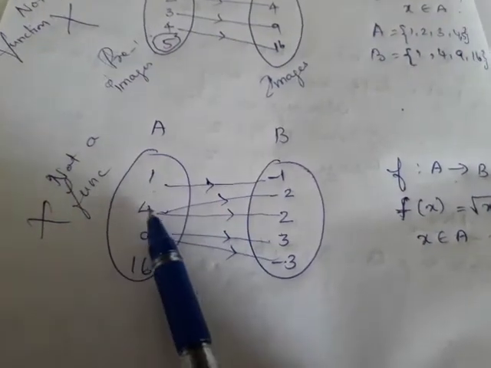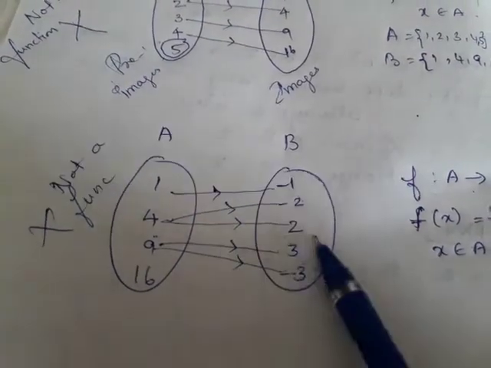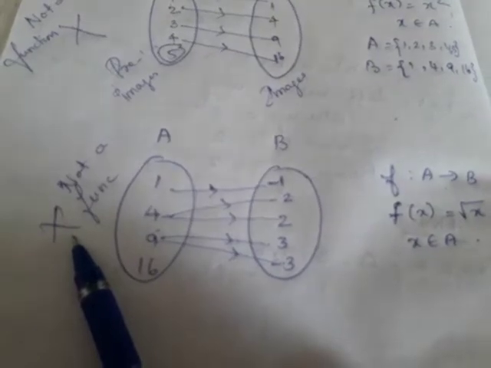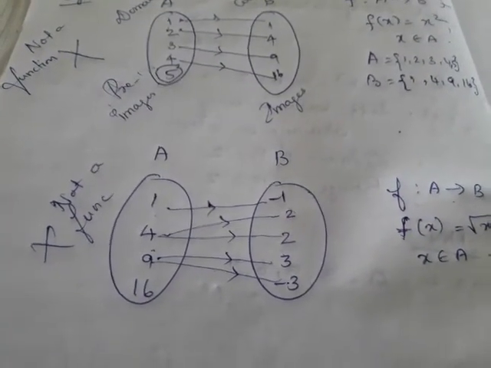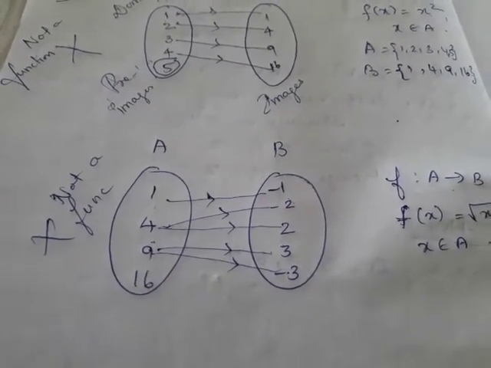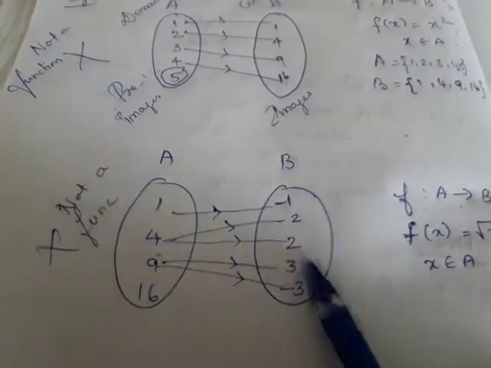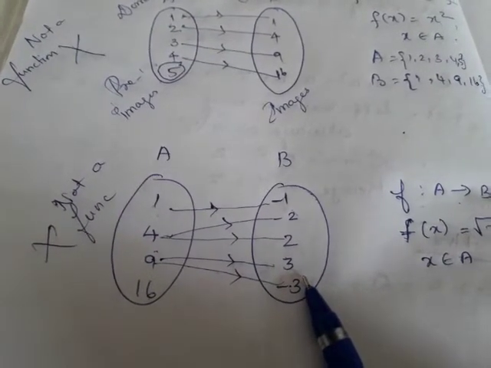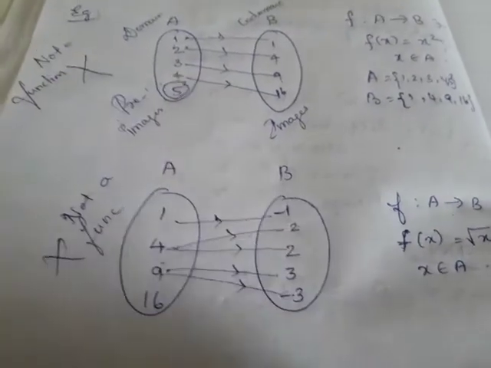See, one element in A is mapped to two elements in B. This is also not a function, right? So how can we define a function? A relation f from A to B is called a function if each and every element in A has a single image in B, whereas the other way is possible.